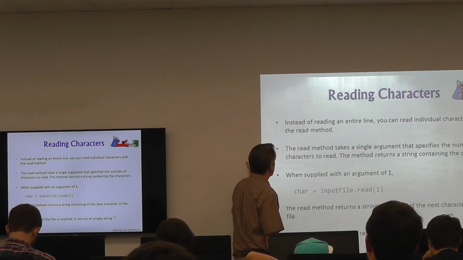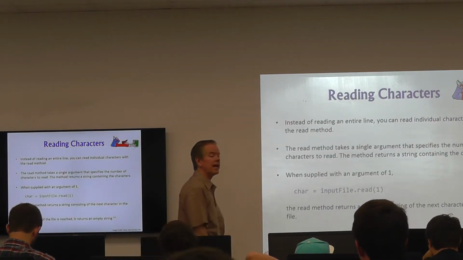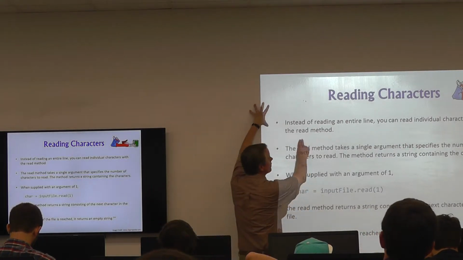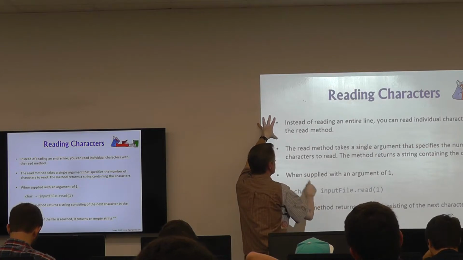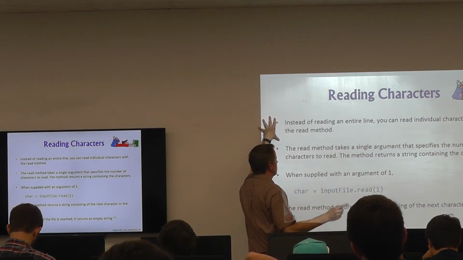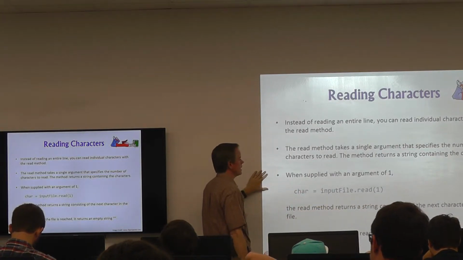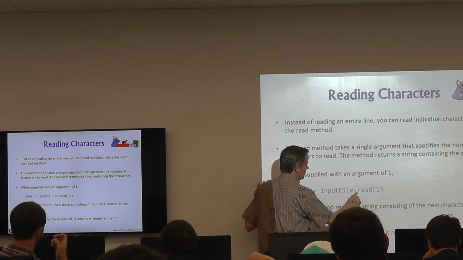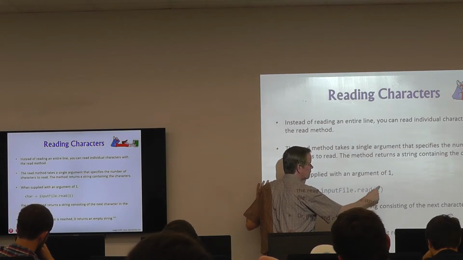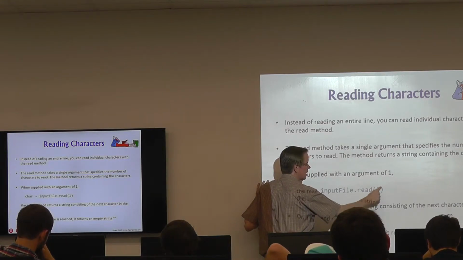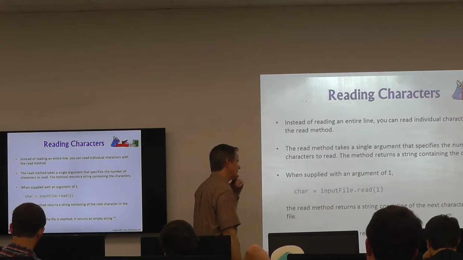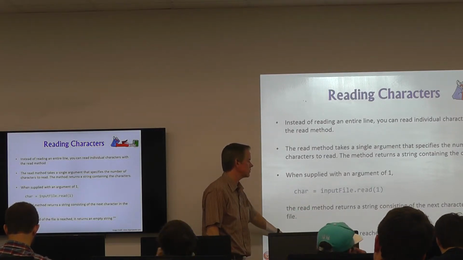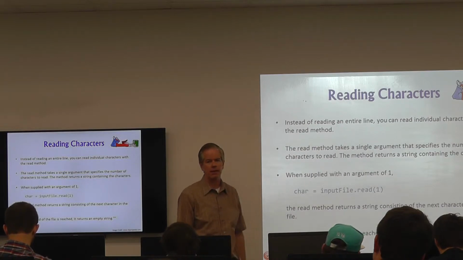Cool. All right. So you can also read characters. You can read just about anything you want. Instead of reading the entire line, you can read individual characters with the read method. The read method takes a single argument that specifies the number of characters to read. The method returns a string containing the characters. So character equals input file dot read, and I pass a 1, which means how many characters am I going to read in? Just one single character. The read method returns the string consisting of the next character in the file, or if at the end of the file, it returns the empty string.